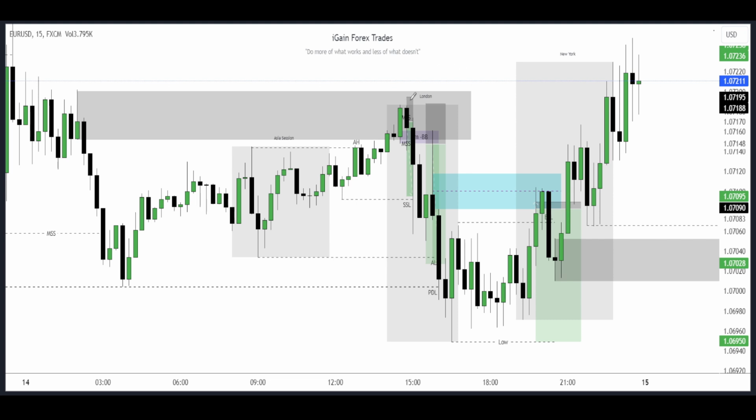As you can see here, we have a trade in London. We have a trade in London session here. Then we took also a trade in this New York session, but we failed this New York session. So let's break down our trade during this London session.